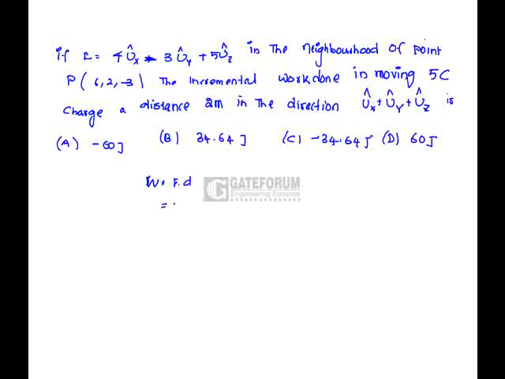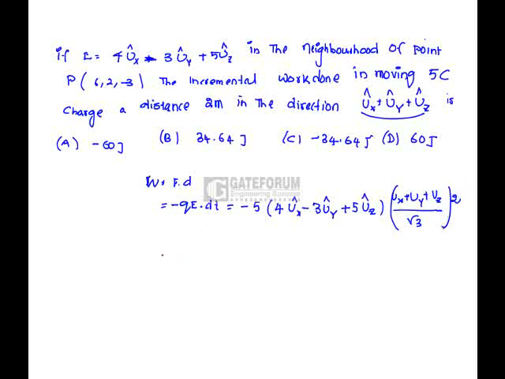We know that work done is nothing but force times distance traveled, which is minus QE dot dl, where dl is the distance traveled. So minus 5 times (4ux minus 3uy plus 5uz) in the direction of this one. So we have to find the unit vector in that particular direction, (ux plus uy plus uz) divided by root 3.